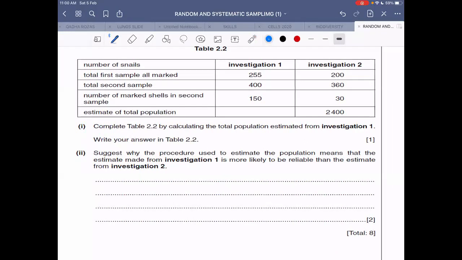Rafe, you also think. The snails you collected after 24 hours and the snails you collected after 72 hours. So the examiner says that the investigation in which you collected the snails after 24 hours is more reliable. Why?